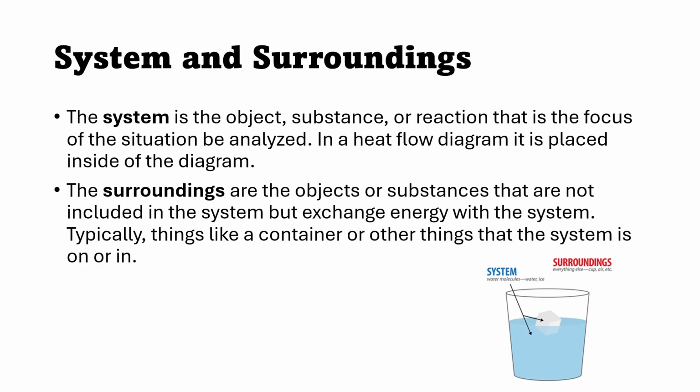The surroundings are the objects or substances that are not included in the system, but exchange energy with the system directly. Typically, things like the container or other things that the system is in or on. So you can see down here is a little example. It's pretty small writing, but in this situation, the system is the water molecules, which is the water and the ice. The surroundings are everything else, like the cup and the air around it.